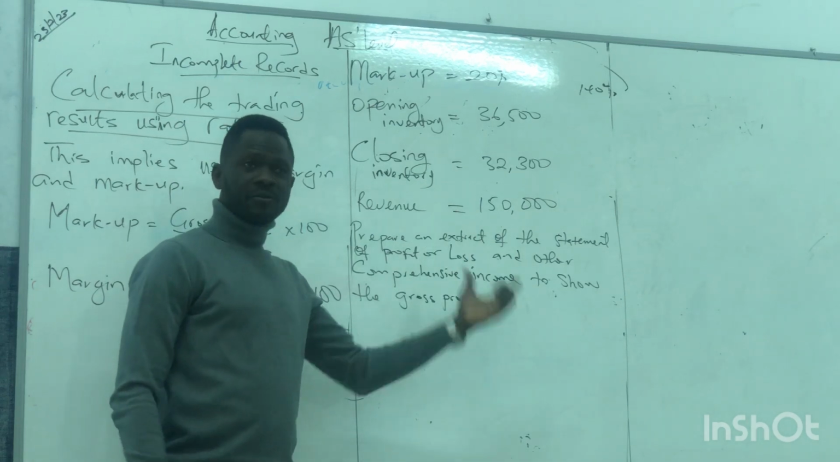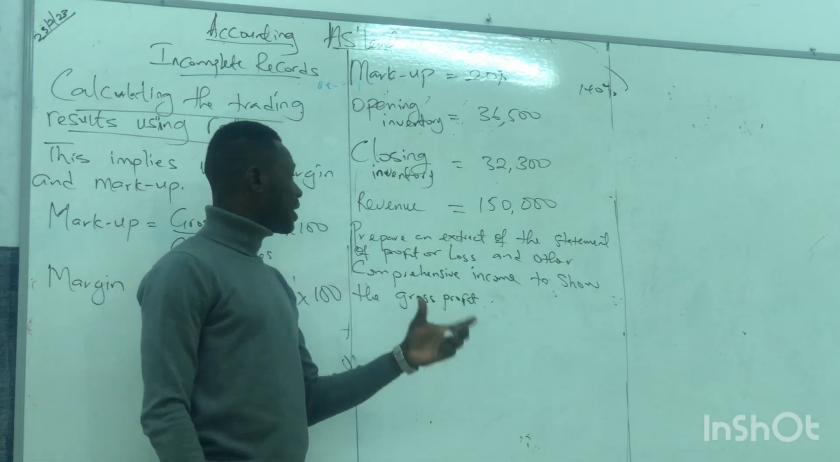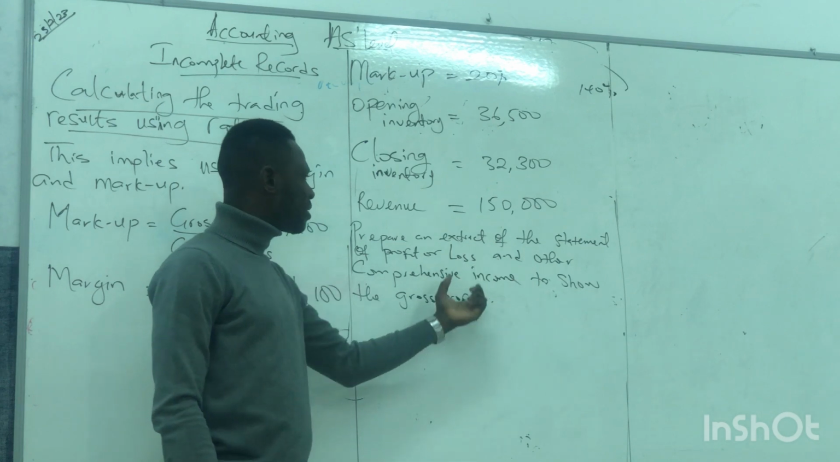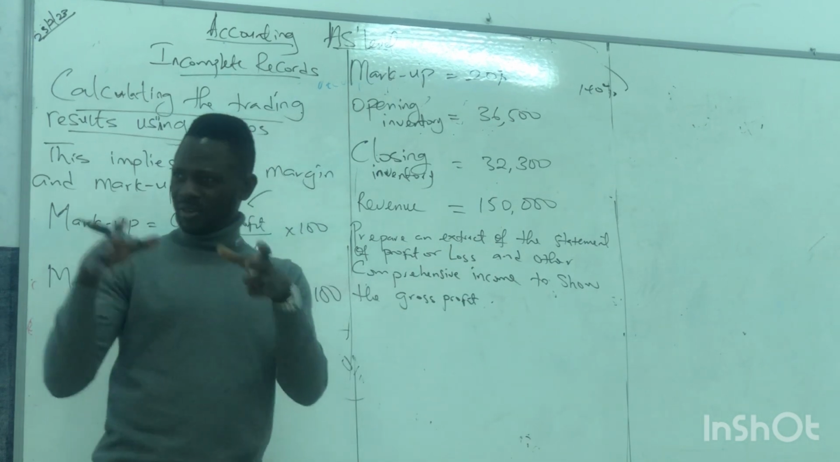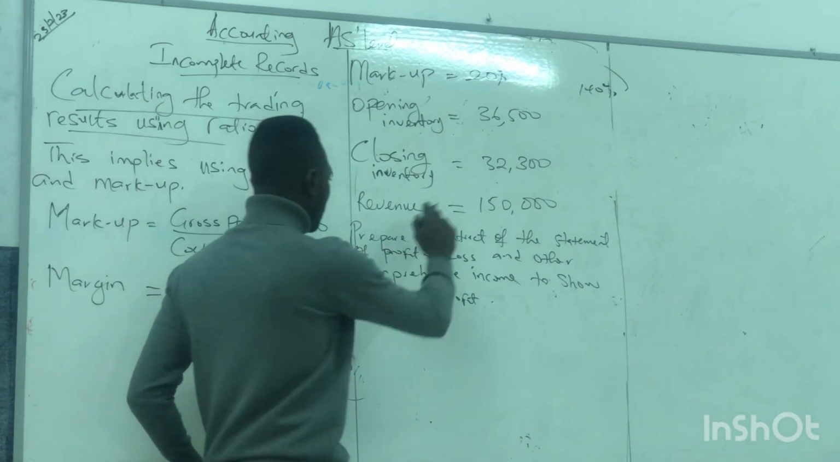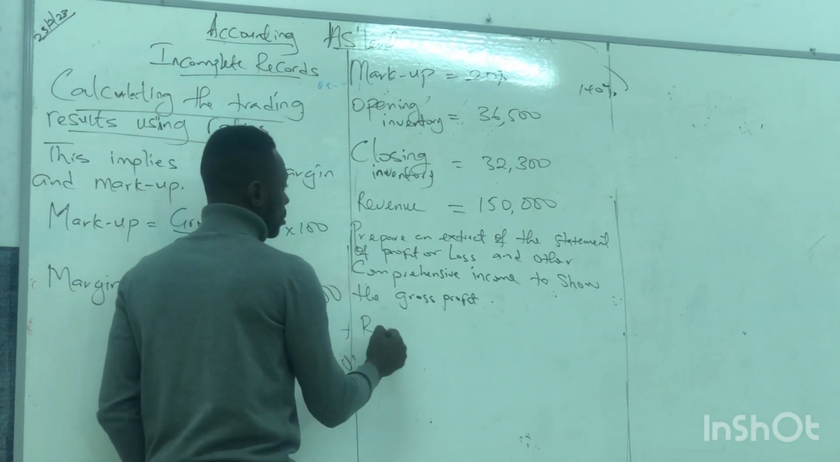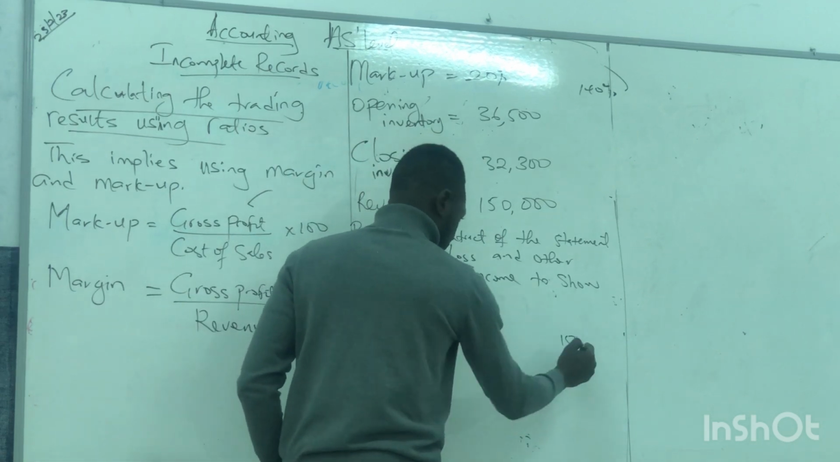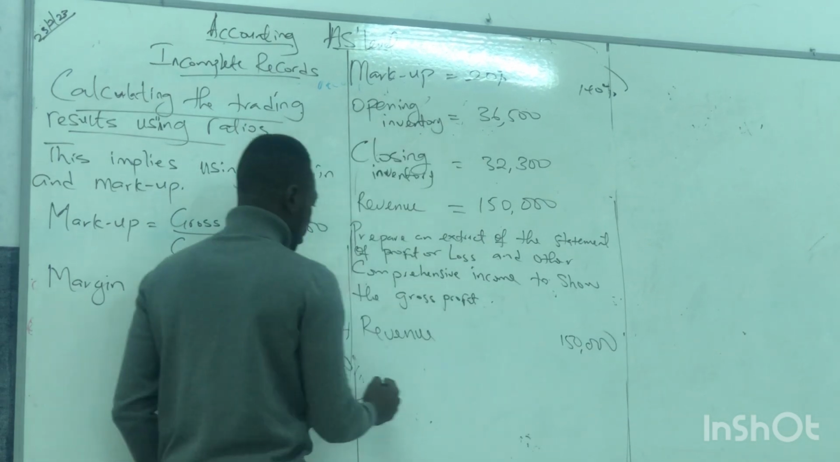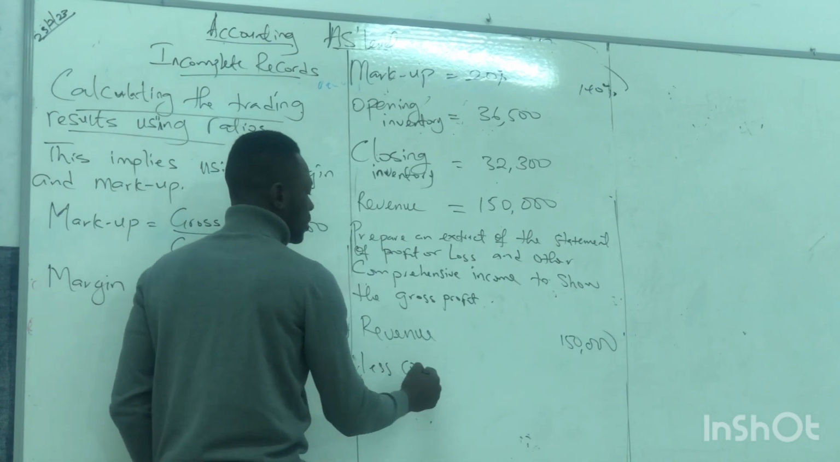We have these following items. The first thing they said is we should prepare an extract for the statement of profit or loss. Our extract for the statement of profit or loss is going to have the same items. So we're going to have our revenue, which amounted to 150,000, less cost of sales.